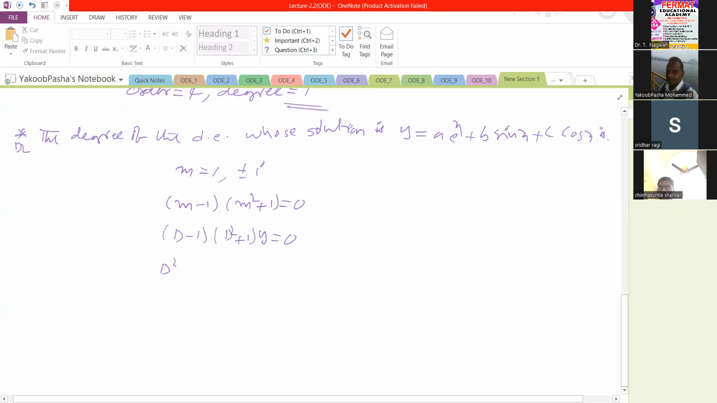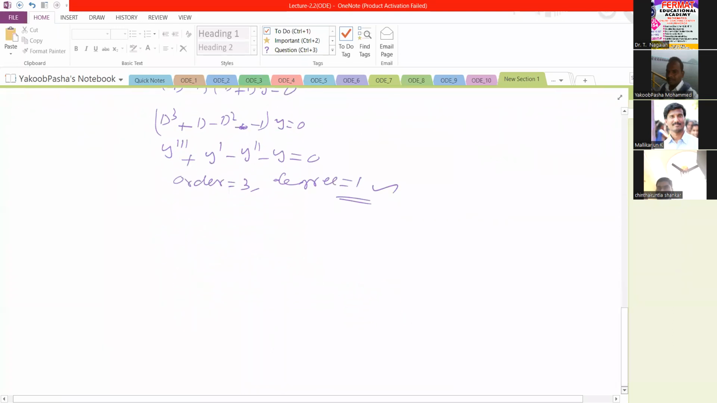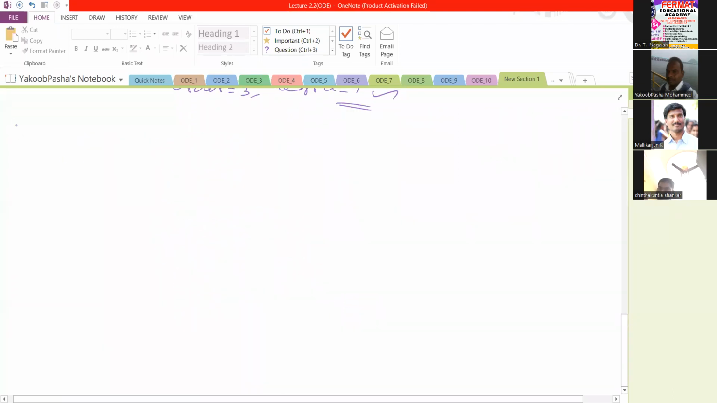Now multiply, we get D cube plus D minus D square minus 1 into y is equal to 0. So the differential equation is y''' plus y' minus y'' minus y is equal to 0. So here order is equal to 3, but we need to find the degree. Degree is the maximum power of the highest derivative, which is 1, so degree is equal to 1. And I am taking another problem from Polytechnic lecturers, PL.